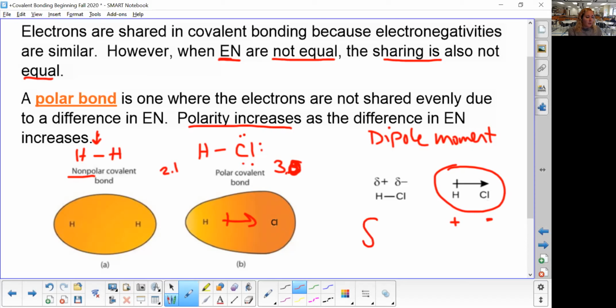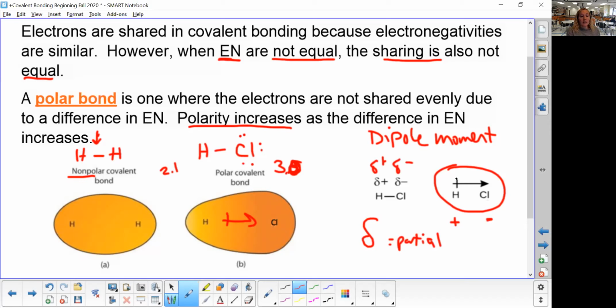You're going to see this little symbol, a lowercase delta, and it means partial. So this molecule is going to have a partial positive and a partial negative. It's not fully ionized. The electrons are still shared because there isn't a great enough electronegativity difference for it to be characterized as an ionic bond, where a metal transfers the electrons to a nonmetal. But it's not a nonpolar covalent bond because the electrons are not shared totally evenly. It's kind of in between, so it's partially charged.